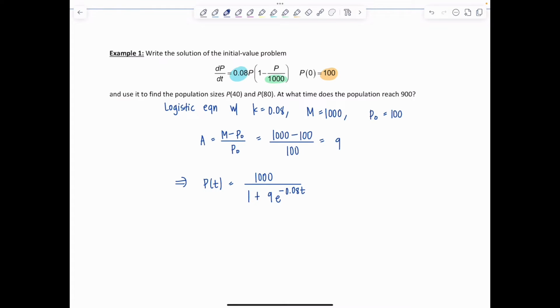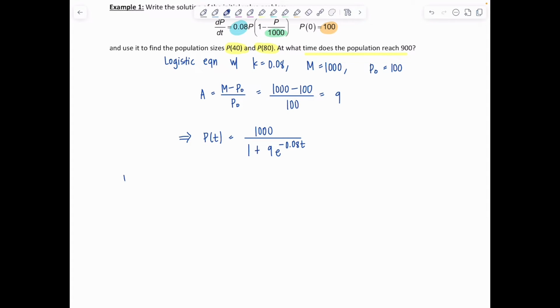How are we doing? Nice, right? It's a nice little equation. Okay, what else do they want from us, these people? They said find population sizes P of 40 and P of 80. So I'll just substitute those values in for t. And then at the end, what time does the population reach 900? We'll set it equal to 900. Got it. Here we go.